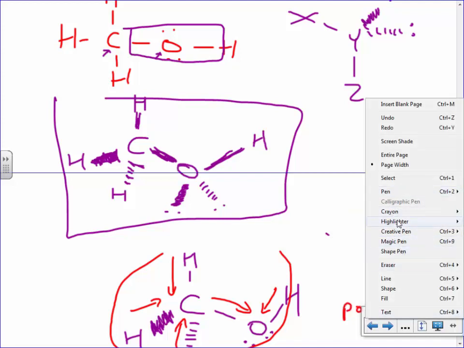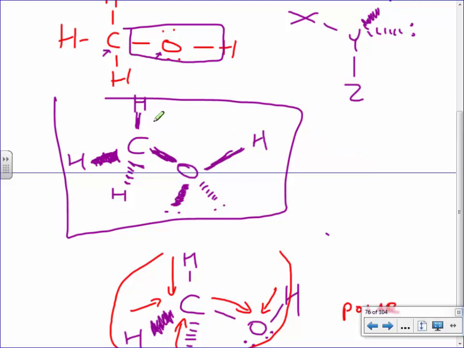I'll use a highlighter here. Who wins in the fight between a carbon and a hydrogen? Carbon, right? Okay, so I'm going to draw a line in towards carbon, a line in towards carbon, and a line in towards carbon. Then, who wins in the fight between carbon and oxygen? I think oxygen does, right? Oxygen is 3.6, so now we need a line that goes out this way. And then in the fight between oxygen and hydrogen, I believe oxygen wins that fight quite handily.